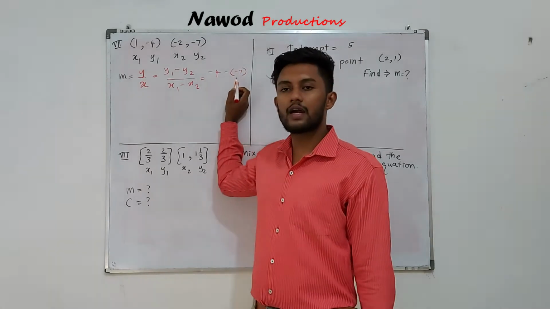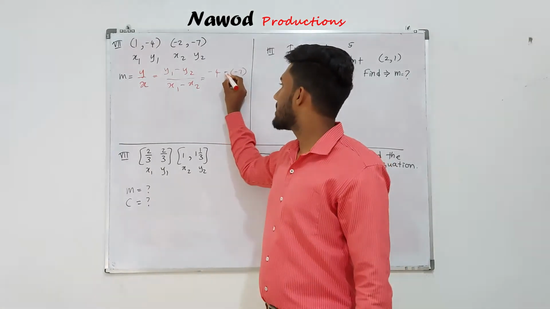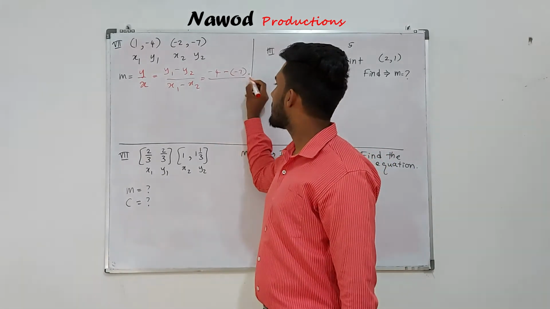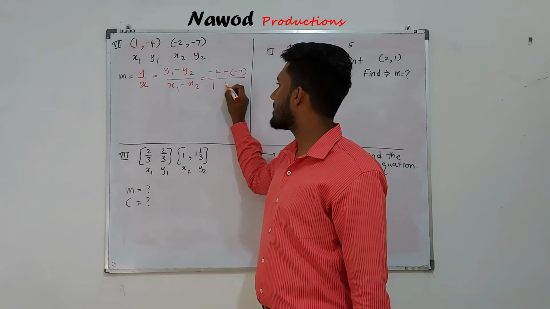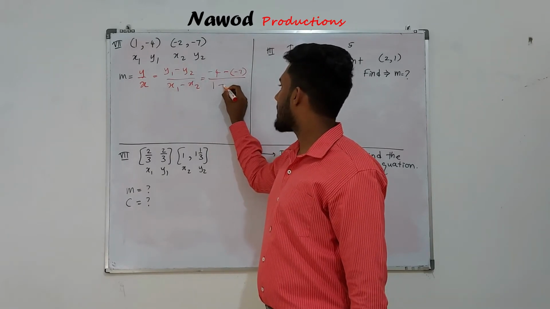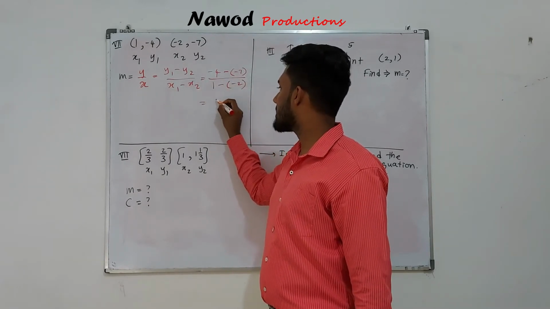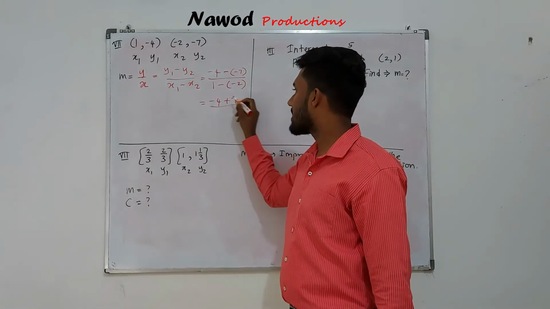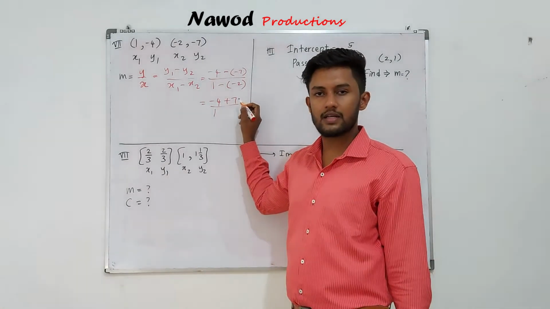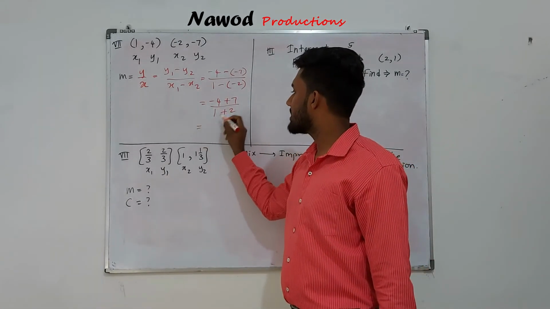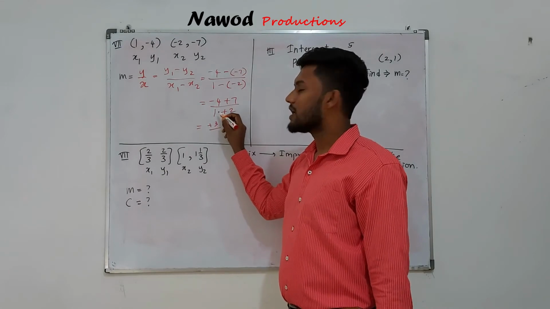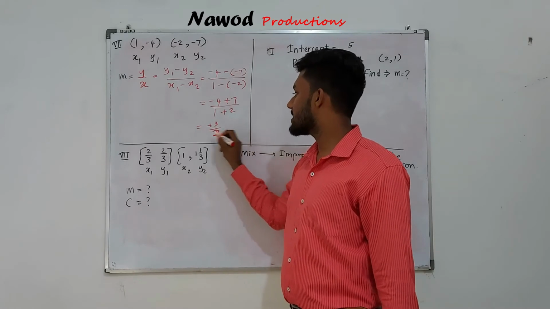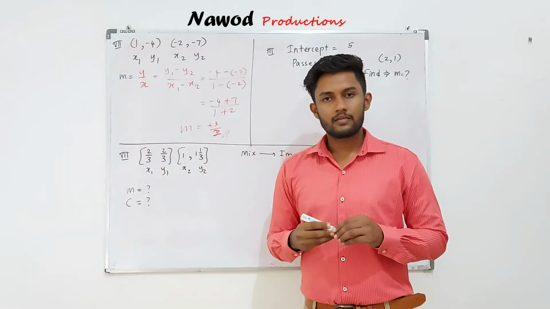Here you want to write this minus within brackets, because first you want to consider the subtraction. Over x1, which is 1, x2 is minus 2. Then minus 4, minus into minus, plus 7. Here 1 minus into minus, plus 2. Then plus 3 over 1 plus 2, that is 3 over 3. So 3 over 2 is the m value, or the gradient.